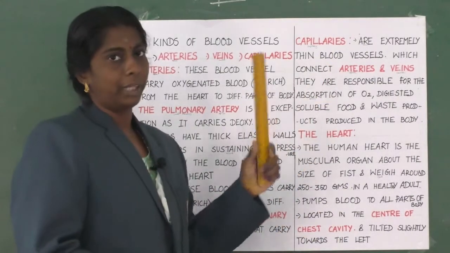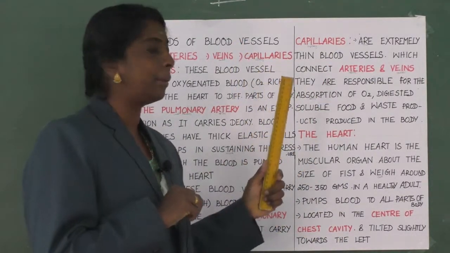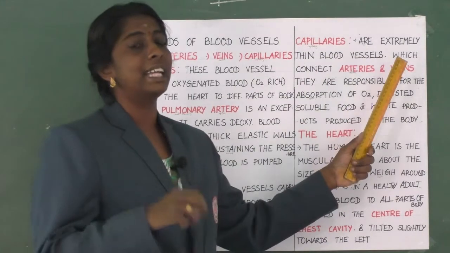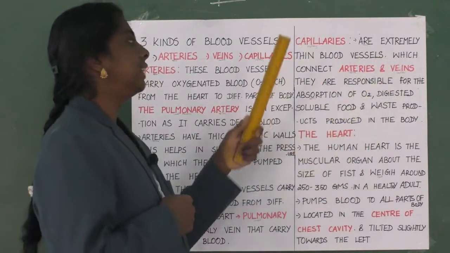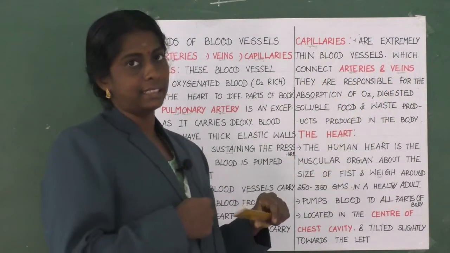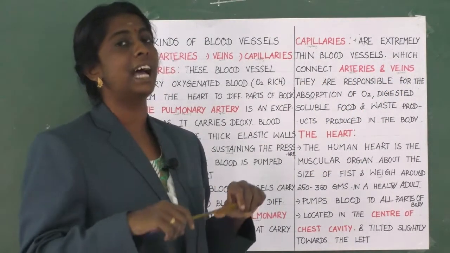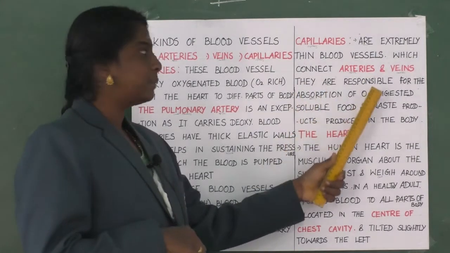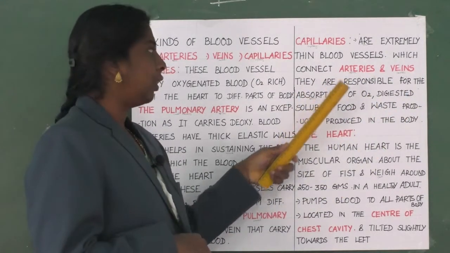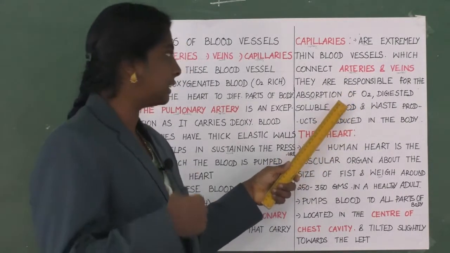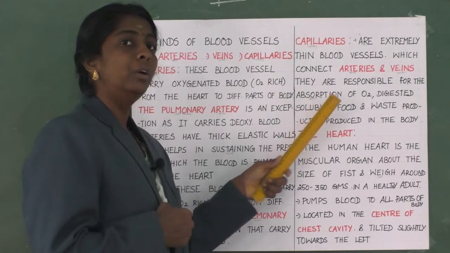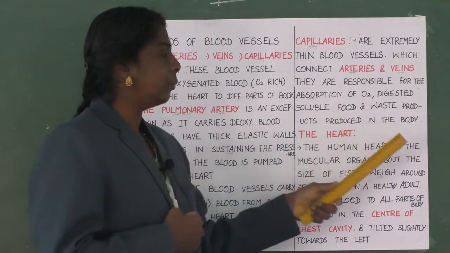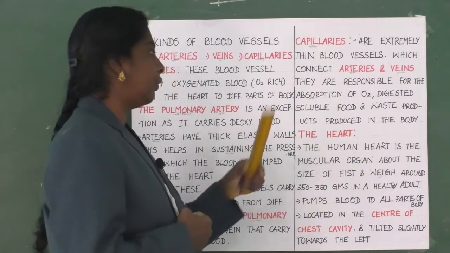Next thing is about the capillary. The third type of blood vessel is the capillary. They are extremely thin blood vessels which connect arteries and veins. Clear? Next thing, they are responsible for the absorption of oxygen and digested soluble food, and for waste products produced in the body. Which one is responsible? The capillary is responsible.